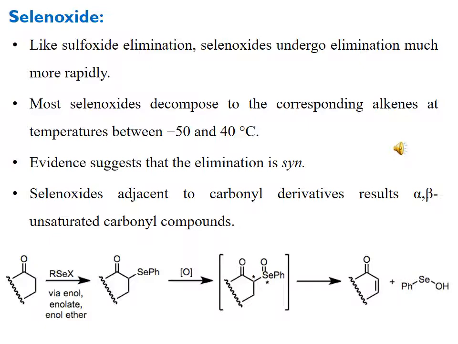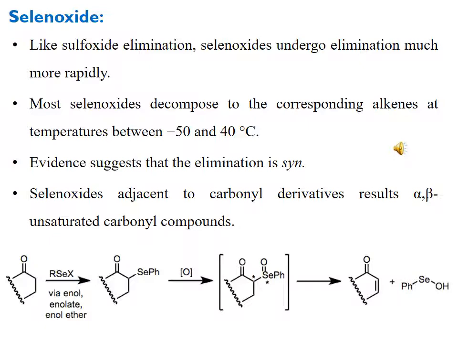Selenoxides, when present adjacent to carbonyl compounds, after this elimination give an alpha beta unsaturated carbonyl compound, and these alpha beta unsaturated compounds are more reactive in many reactions, and they have very useful reactions in organic synthesis.